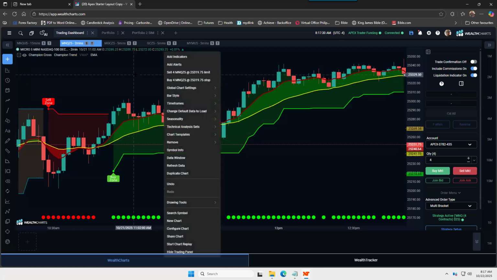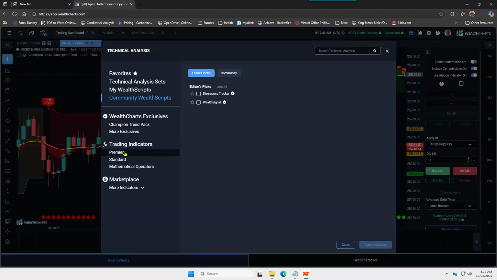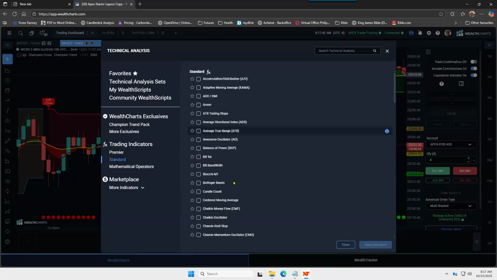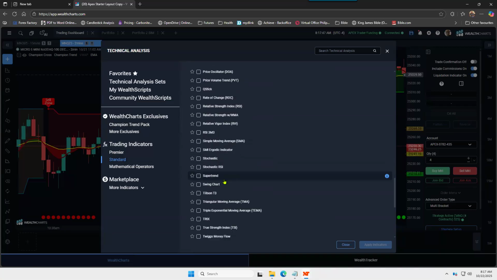Now, I know some of you might have that swing indicator, right? Let me see here. I can find that indicator, add indicators, standard swing.